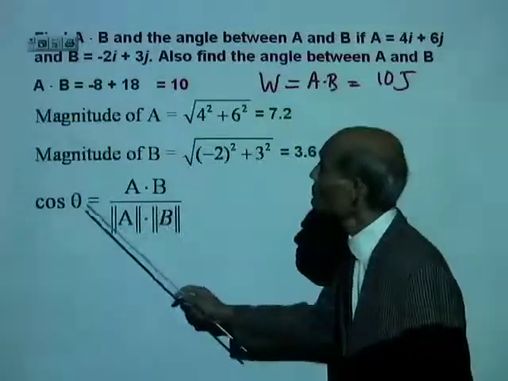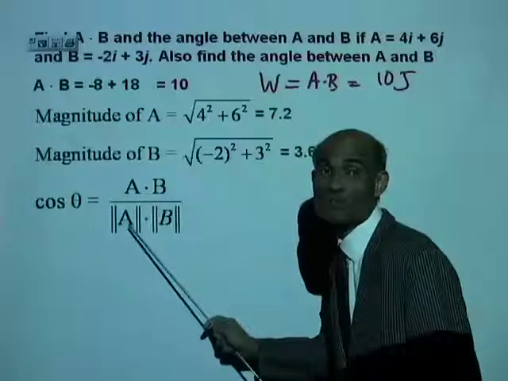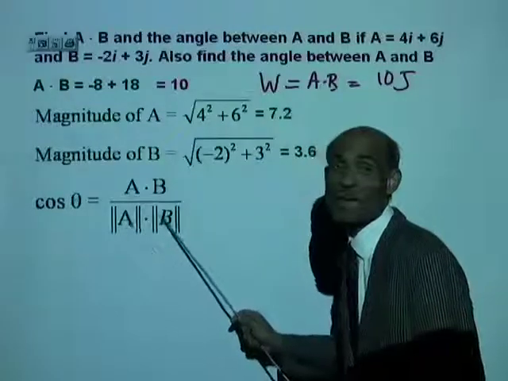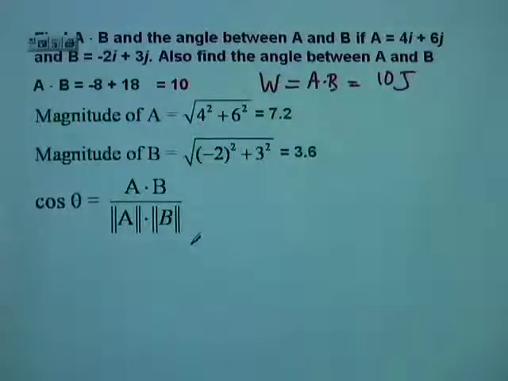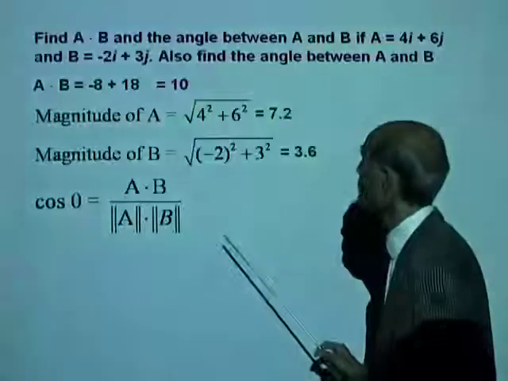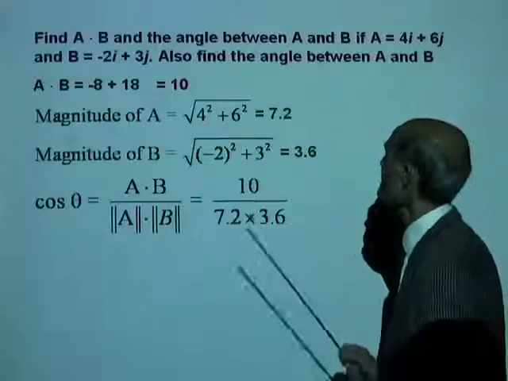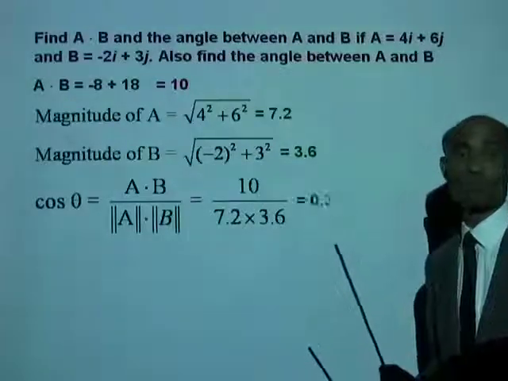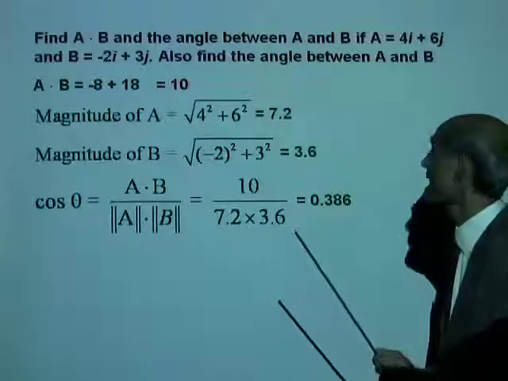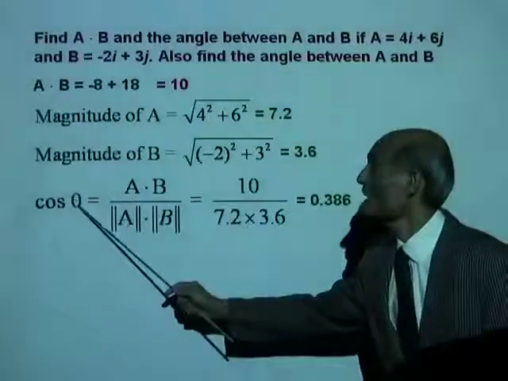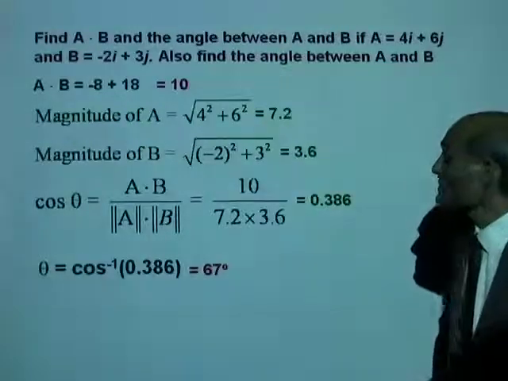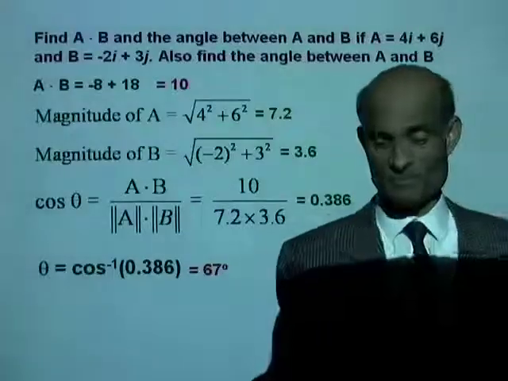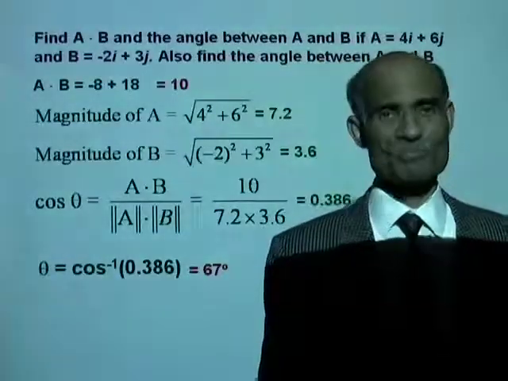Well, cos theta equal to A dot B divided by magnitude of A times magnitude of B. And what is that equal to? A dot B is 10, and you know these values. That will be 10 divided by 7.2 times 3.6. That is 0.386. Therefore, theta equal to cos inverse of that value, and that is 67 degrees. Rather simple type of problems.